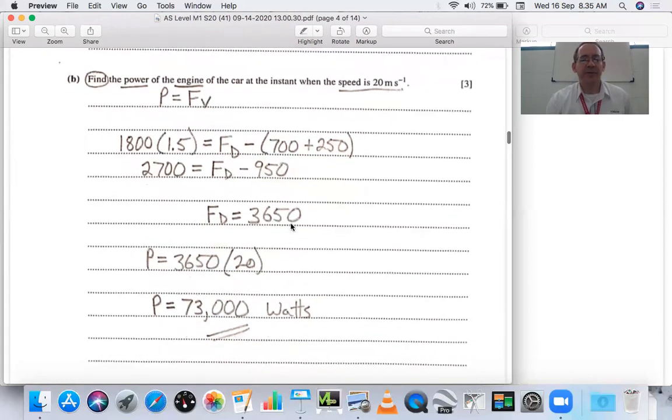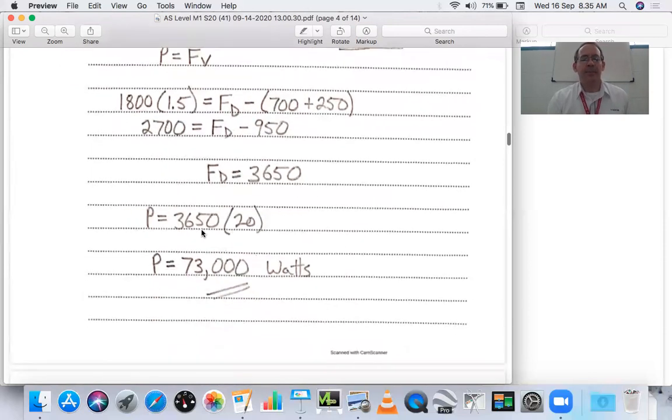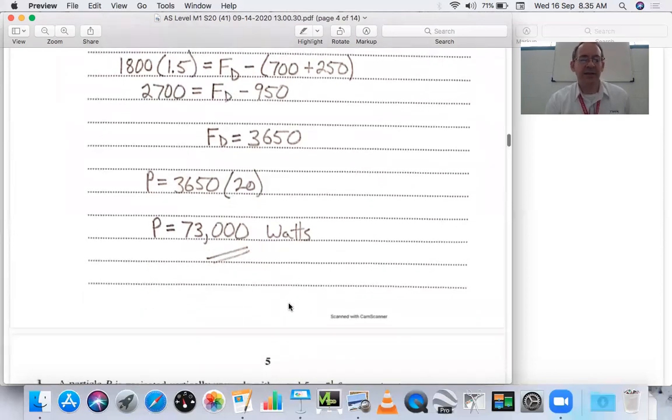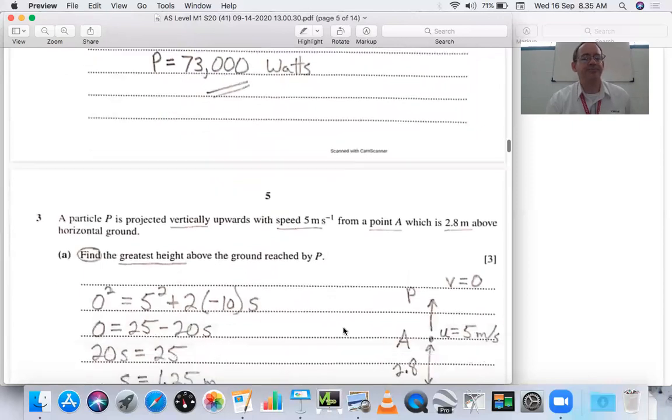And so the driving force has 3,650 newtons, multiplied by the velocity of 20, gives us a power of 73,000 watts. You could also put 73 kilowatts as your answer if you want to.